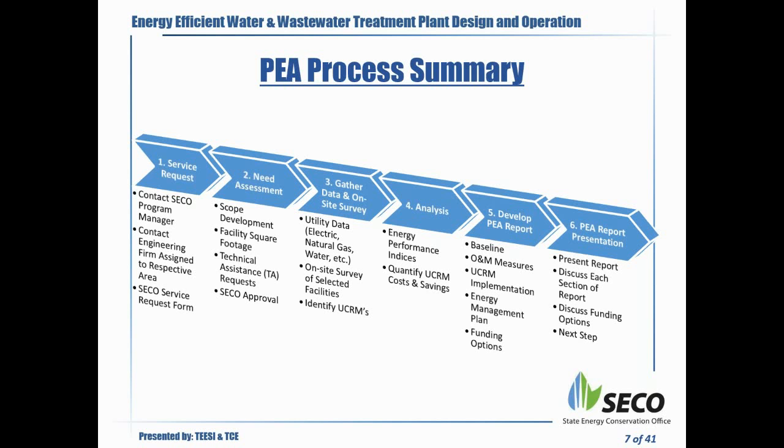The report primarily would have a baseline of your energy consumption profile. It will identify O&M measures. It will also have a utility cost reduction measures implementation plan, with costs and paybacks. We will also look at your energy management plan. If you don't have one, we might have a suggestion for what you could have in one, and if you have one, we might be providing you some feedback on upgrading or updating it.